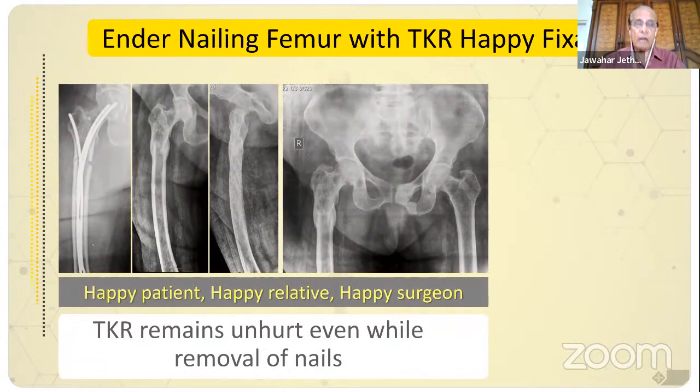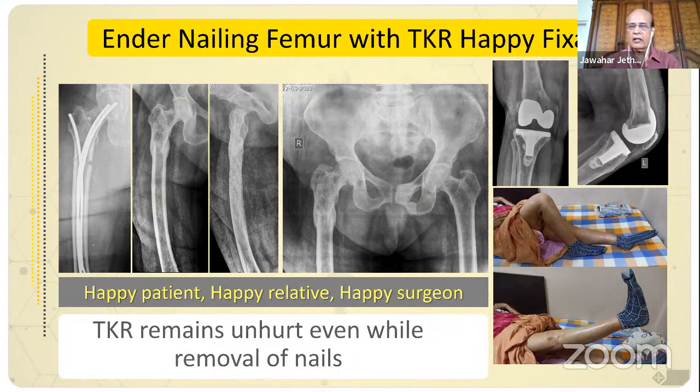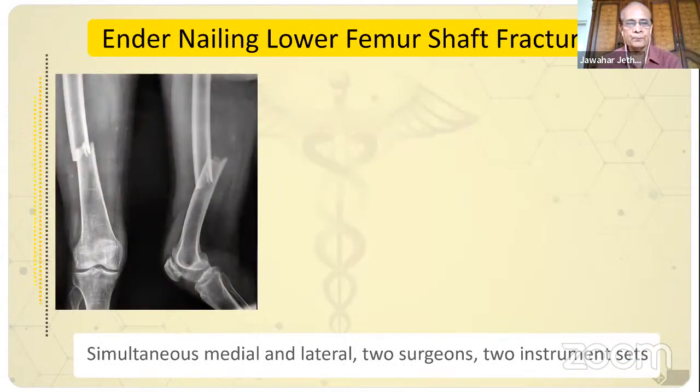But at the end, if there are some problems, even if there is some irritation at the end of the nail, when you remove it, we can still keep the TKR implants unhurt. And we can finally have the same movements and same function of the TKR, as well as the fracture which has healed at the hip region, the proximal region.